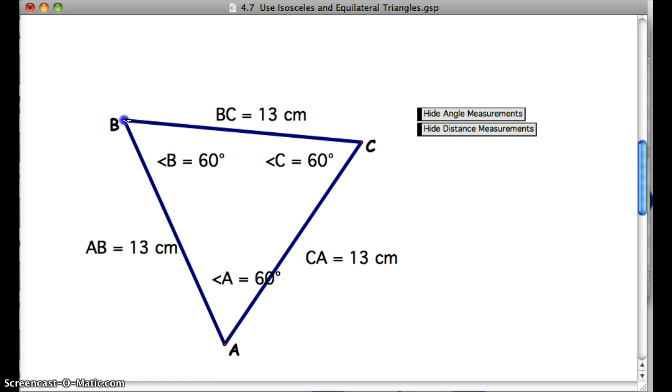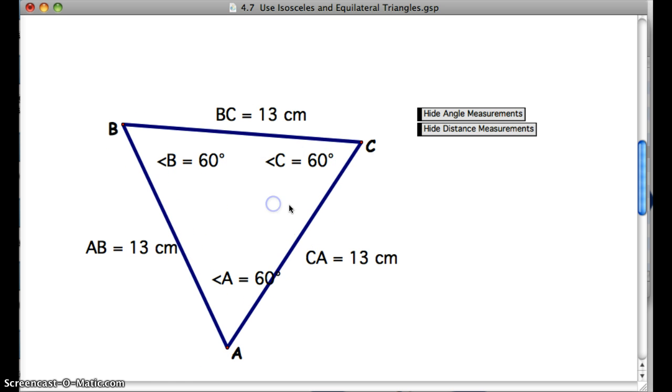Notice I'm changing the size of the triangle, but I did not change the angle measures, because the angle measures don't change, they're proportional. In an equilateral triangle, all your sides and all your angles are congruent.